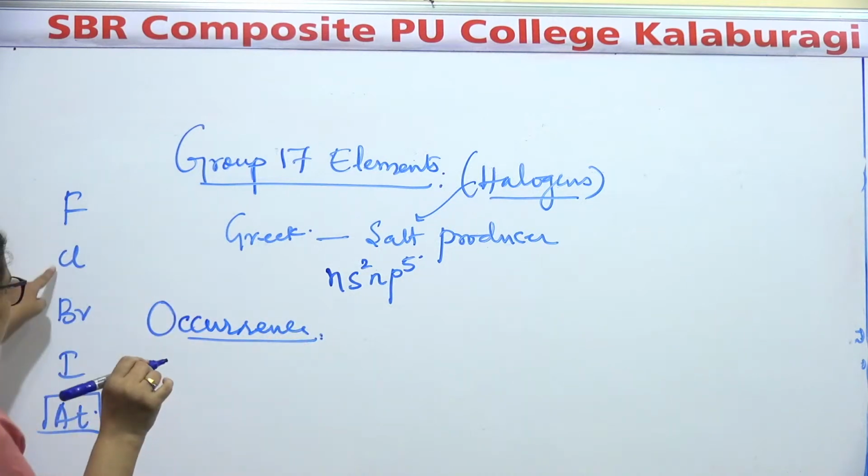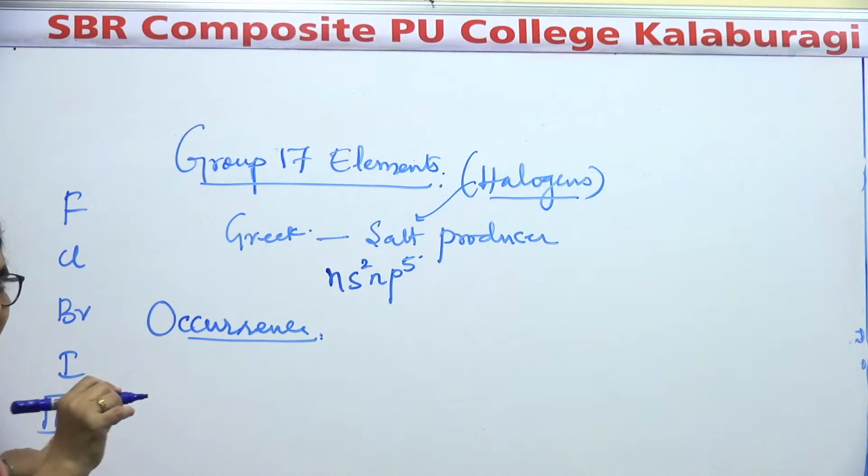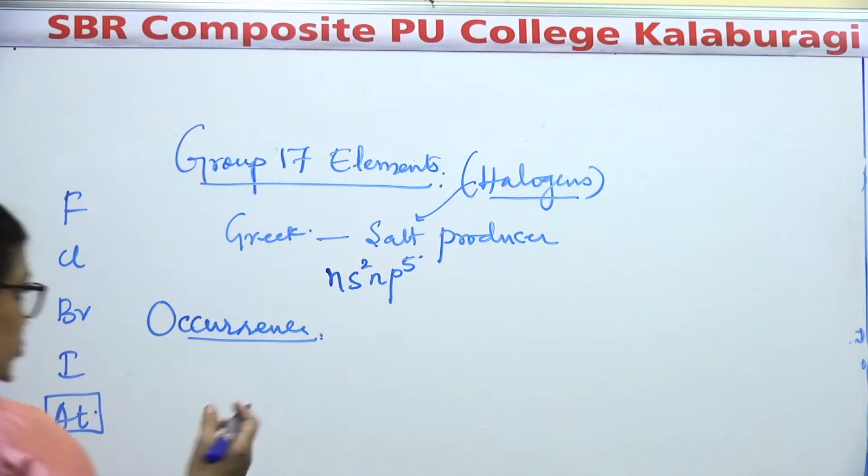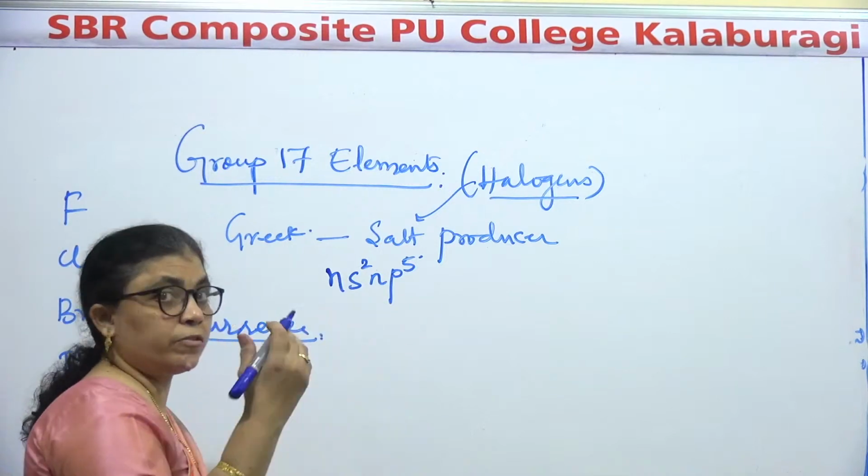Occurrence. Fluorine, chlorine, bromine, iodine and astatine. Astatine is a radioactive metal atom. That's why we are not going to discuss much related with astatine. In the occurrence we can say that they are very reactive, so it means that they cannot exist free.